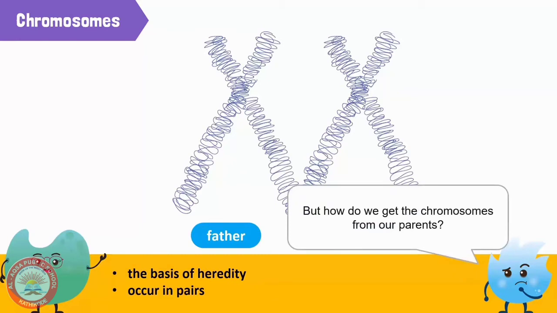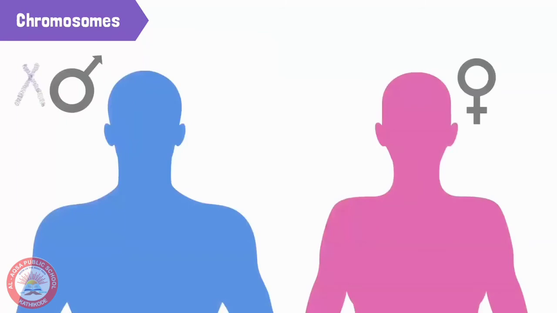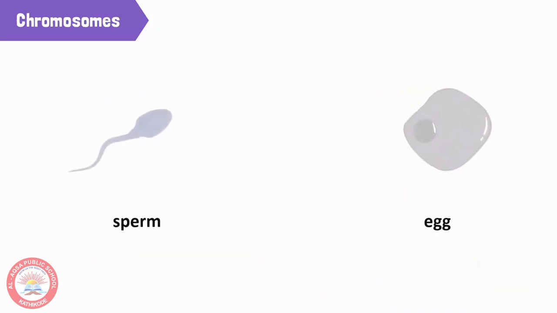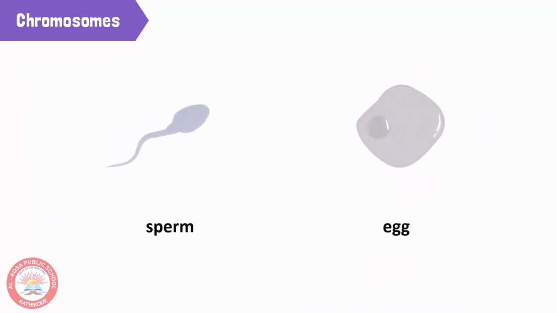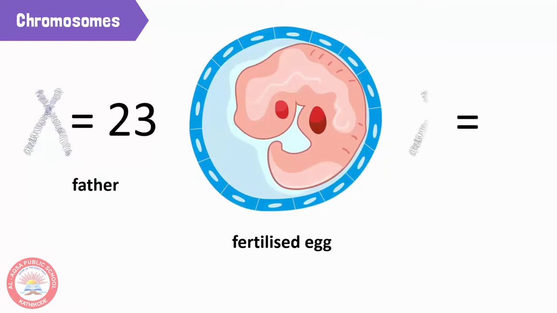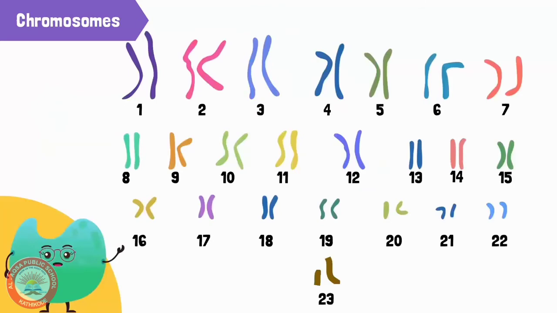Now, how do these chromosomes come from our parents? We have already studied that the chromosome from the father passes to the child through the sperm and from the mother through the egg. When this sperm and egg fuse, a fertilized egg is formed and a new individual is developed from it, with 23 chromosomes from the father and 23 chromosomes from the mother.